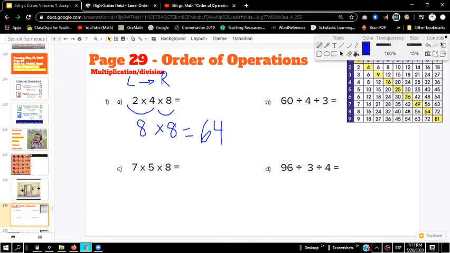All right, let's do letter B. We have division and division. Okay, now I'm not going to do 4 divided by 3 first. It just wouldn't make any sense. It's more difficult. You could do it. You could even check it on the calculator, but I'm going to, again, start from the left and go to the right. 60 divided by 4 equals 15.